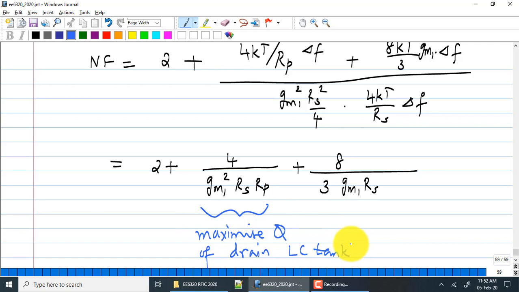I hope you have heard the usage of the term tank. If not, a resonant circuit is often called a tank circuit. This is just usual RF terminology, I assume. It's called an LC tank because it stores energy. I assume that is how the word must have come about. Apart from this, of course, maximize GM1. That also goes without saying. But even if you do all of this, there is a fundamental minimum.